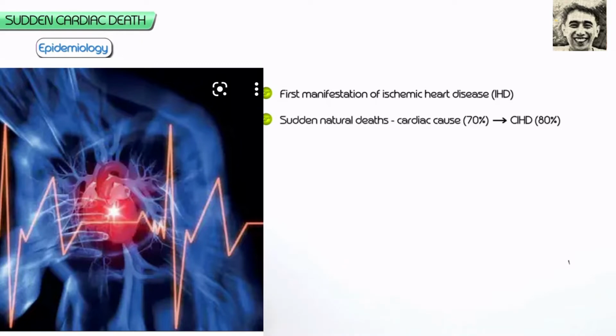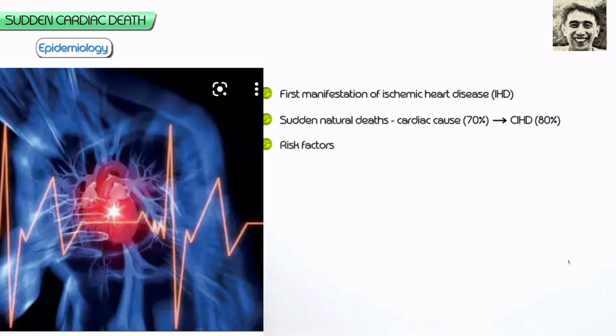And what is the epidemiology of sudden cardiac death? It may be the first manifestation of ischemic heart disease. And one important figure: approximately 70% of sudden natural deaths have a cardiac cause, and 80% of them are attributed to chronic ischemic heart disease. So 70% of all sudden natural deaths are because of a cardiac cause, and out of which 80% are mainly because of chronic ischemic heart disease.